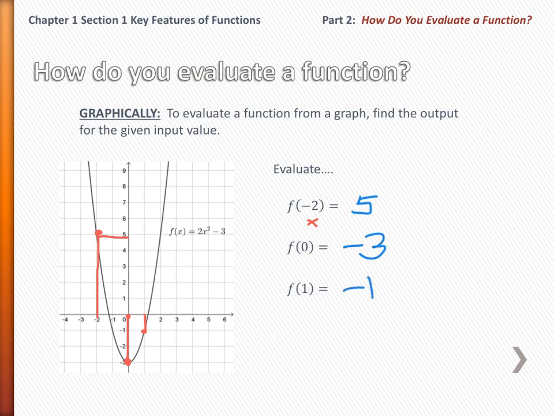So that's just a quick example of how to evaluate numerically, algebraically, and graphically.